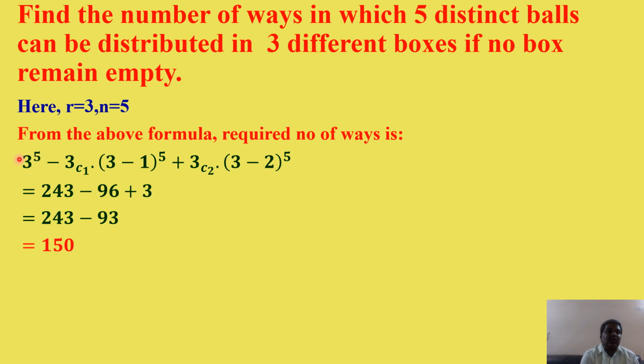So the total number of ways is 3^5 minus 3C1 into (3 minus 1)^5 plus 3C2 into (3 minus 2)^5. So 243 minus 96 plus 3, that is 150. The number of required ways is 150. In this manner we can deal with different things like derangements as well as the distribution of different things to different persons or different boxes by using the inclusion and exclusion concept. Okay, thank you.